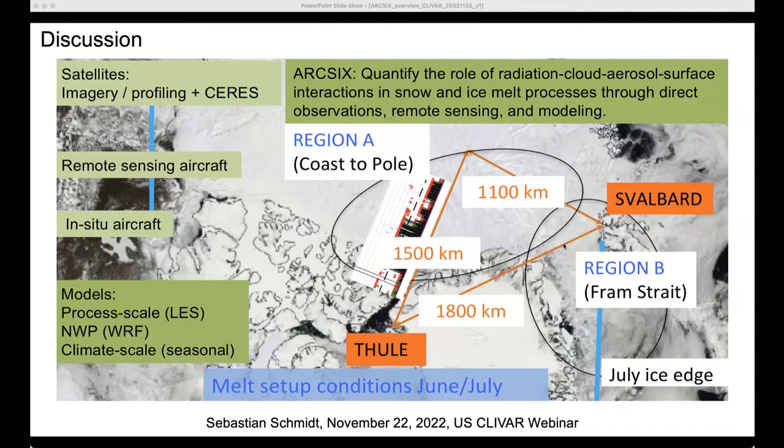Thank you. Yeah, melt ponds were a really key consideration in those return flights, to really track how they're influencing the surface energy budget in the region.